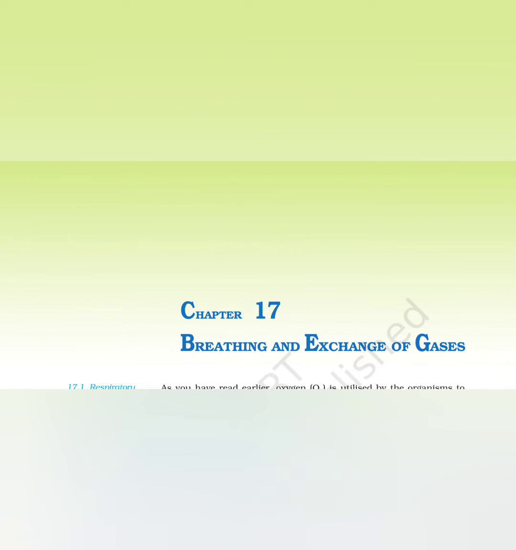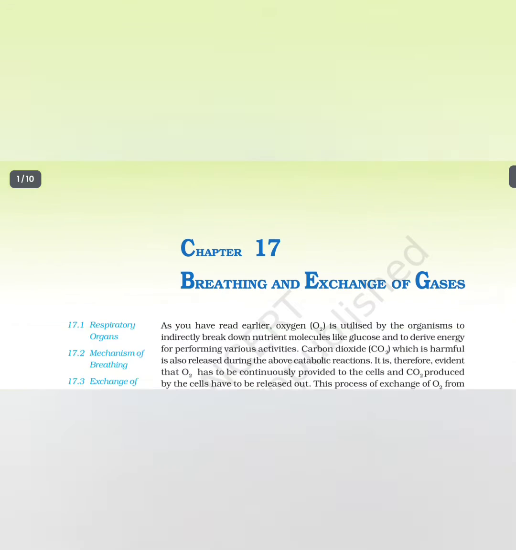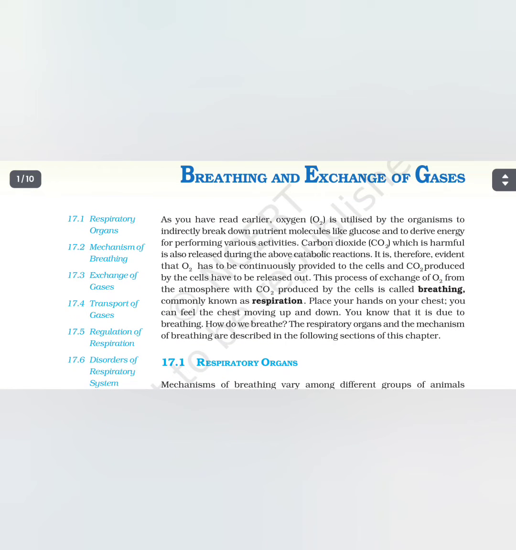Chapter 17, Breathing and Exchange of Gases. As you have read earlier, oxygen is utilized by the organism to indirectly break down nutrient molecules like glucose and to derive energy for performing various activities. Carbon dioxide, which is harmful, is also released during the above catabolic reactions. It is therefore evident that oxygen has to be continuously provided to the cells and CO2 produced by the cells has to be released out.